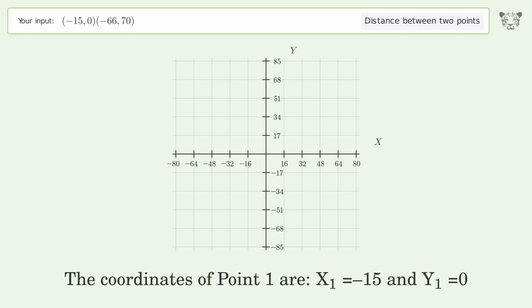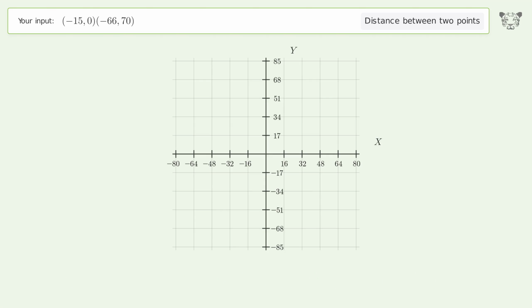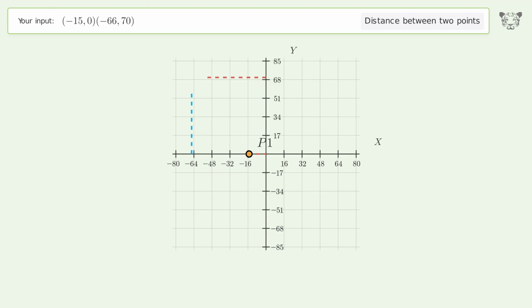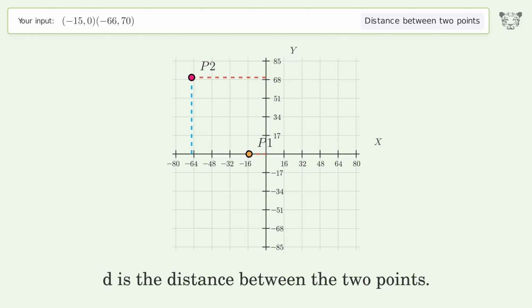The coordinates of point 1 are x1 equals -15 and y1 equals 0. The coordinates of point 2 are x2 equals -66 and y2 equals 70. D is the distance between the 2 points.